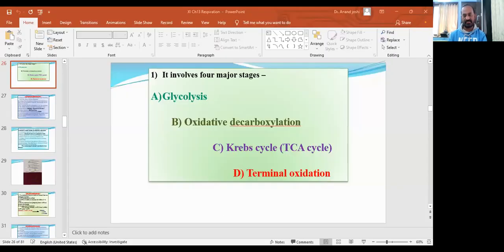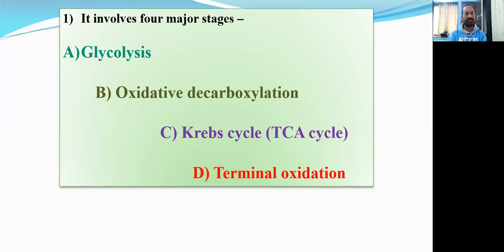So we have started discussion of aerobic respiration. And for aerobic respiration, just in a glimpse, I would like to revise that this mechanism of aerobic respiration is completed in 4 stages. Obviously, stage 1 is glycolysis, which we have already discussed in detail. Stage 2 will be oxidative decarboxylation. The third one is the Krebs cycle, also called the tricarboxylic acid cycle. And the last stage is the terminal oxidation and electron transport system.